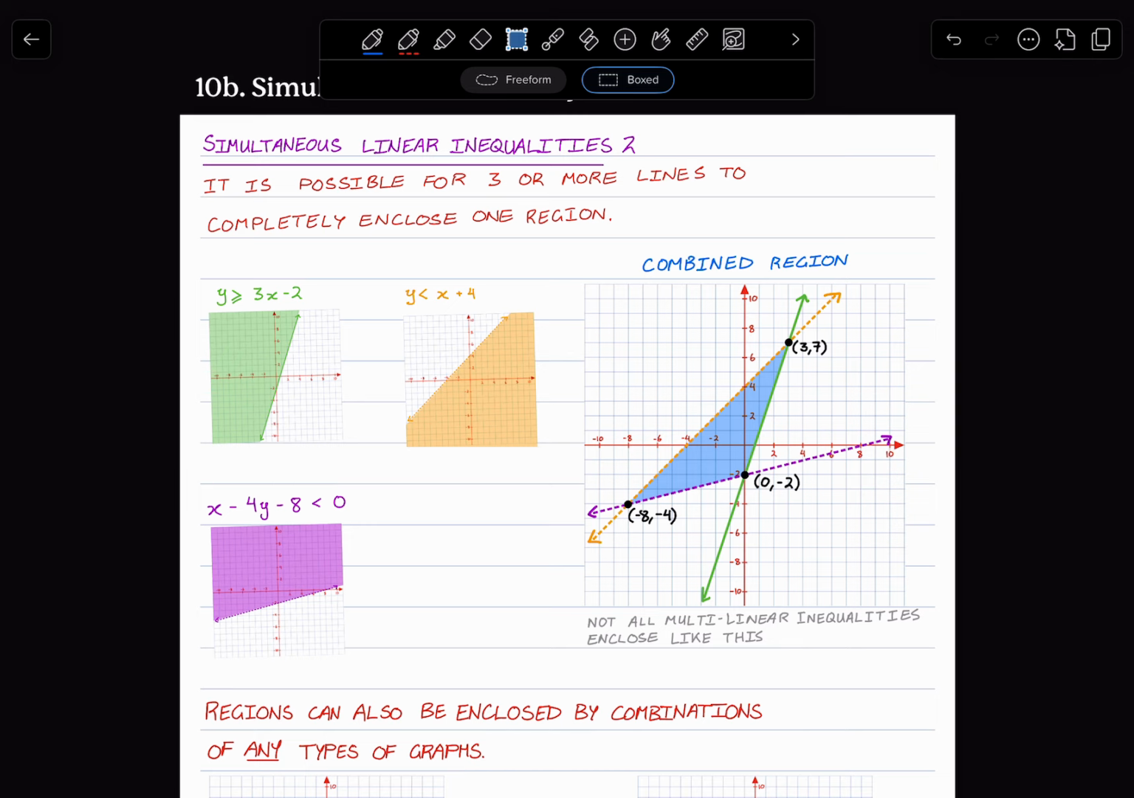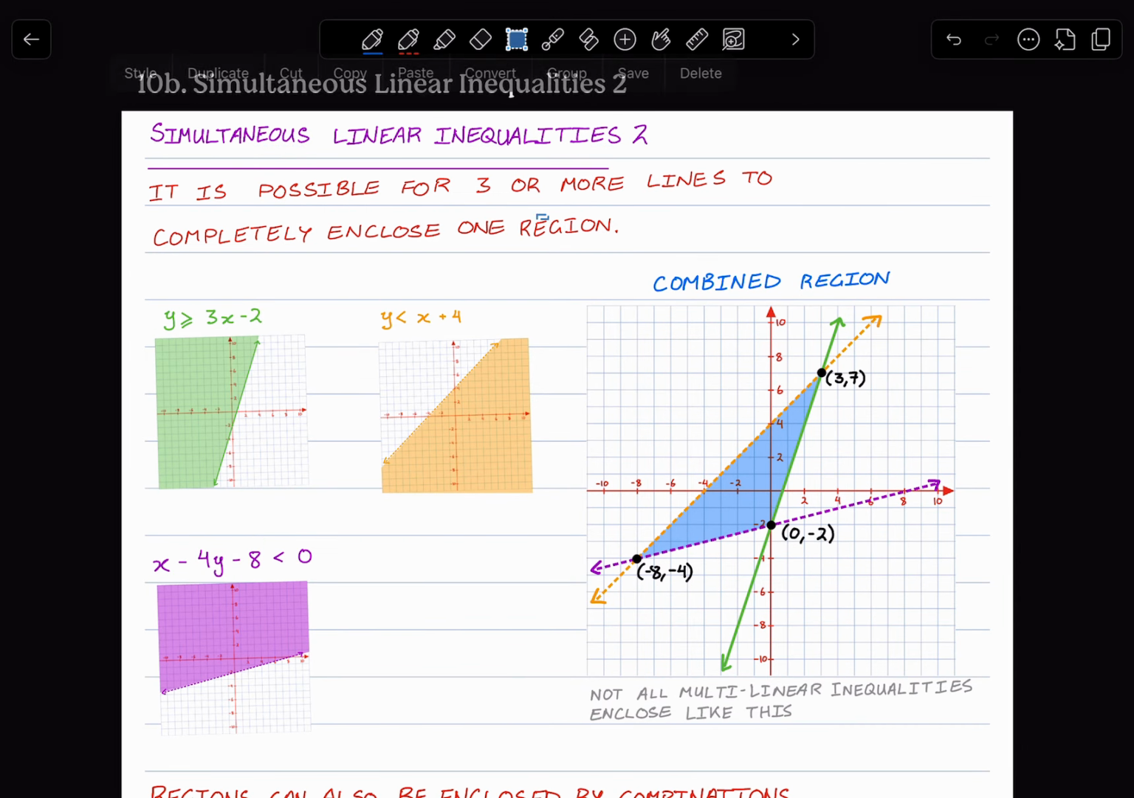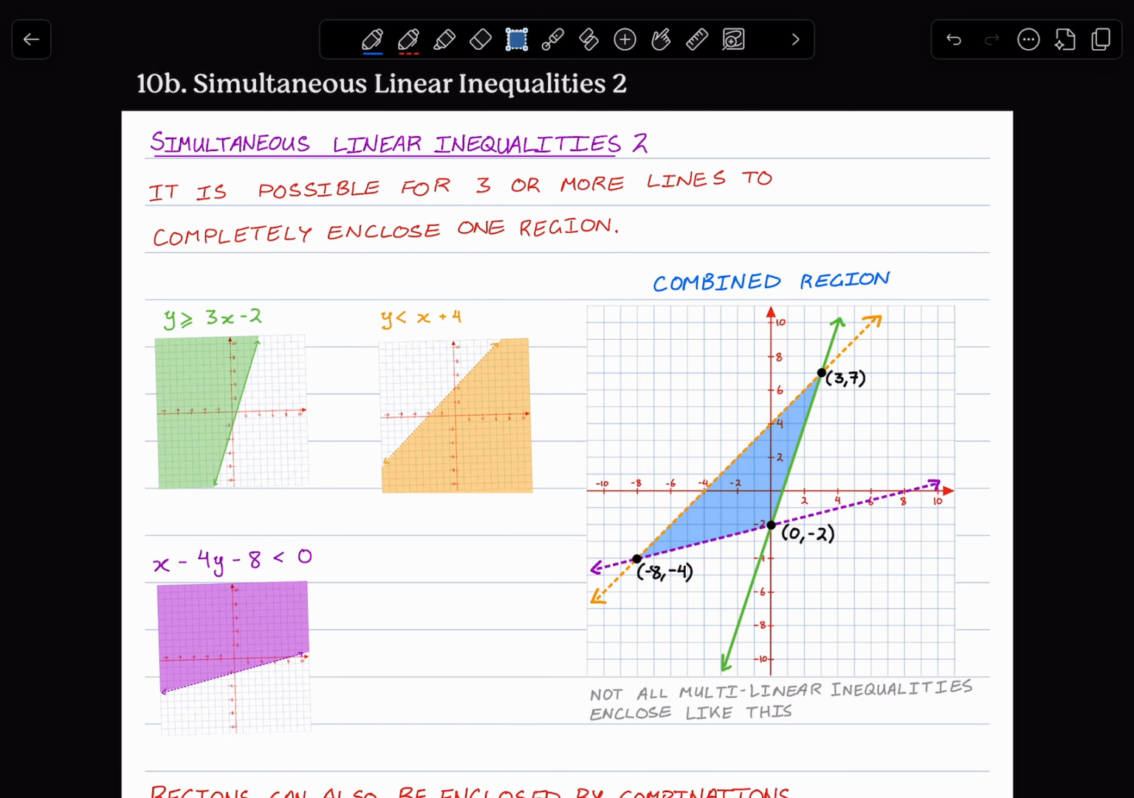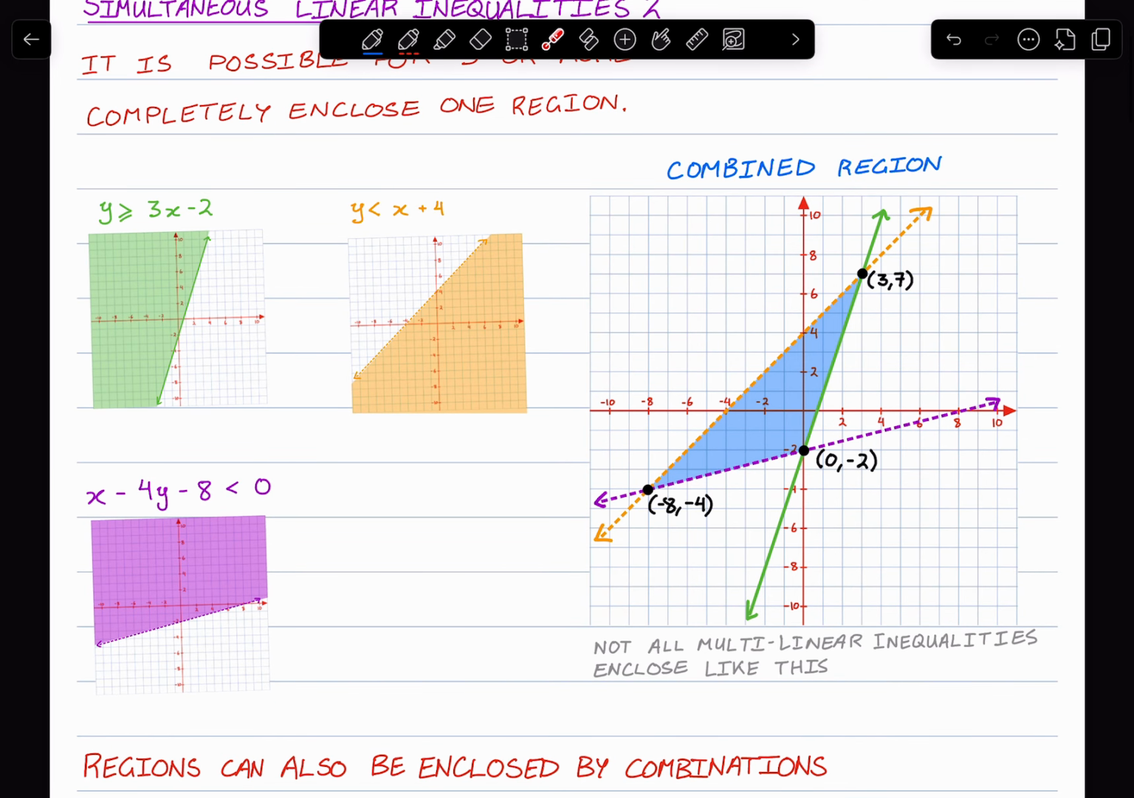Hello class, this is a continuation on simultaneous linear inequalities. In this video, we'll be looking at simultaneous inequalities of three or more linear relationships. So as you can see, it's completely possible for three or more lines to completely enclose one region.